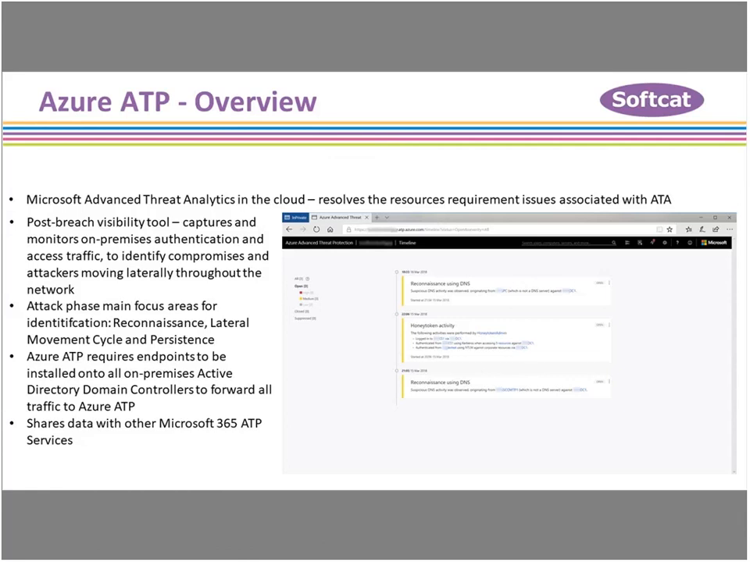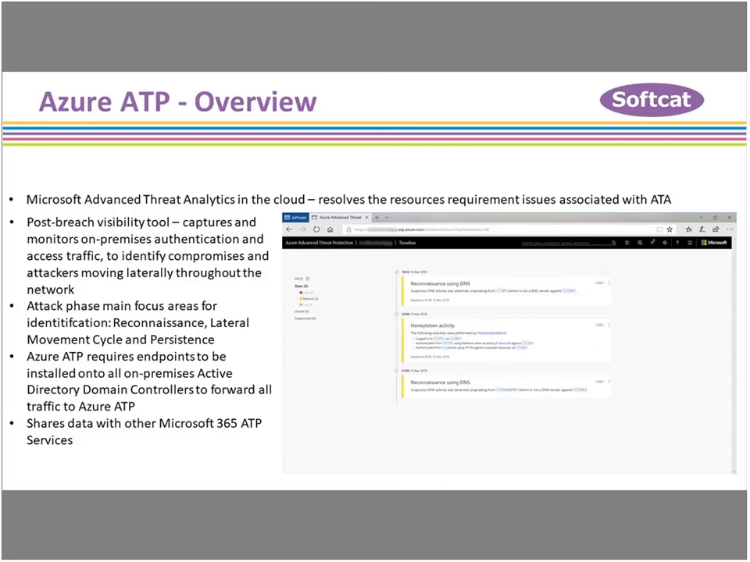I think we should probably first talk about what Azure ATP does. It is essentially identification of attackers when they are inside your network. So you configure port mirroring or you install an endpoint on your domain controllers and you feed all of the authentication and access traffic into either Microsoft Advanced Threat Analytics, if you're using the on-premises version, or Azure ATP, if you are using the cloud version. And it will look for anomalous behavior inside of your network and look to identify known attacks based on the reconnaissance, lateral movement or persistence cycle.